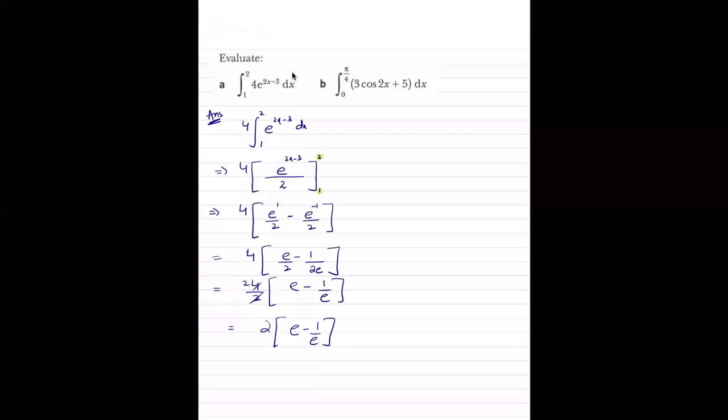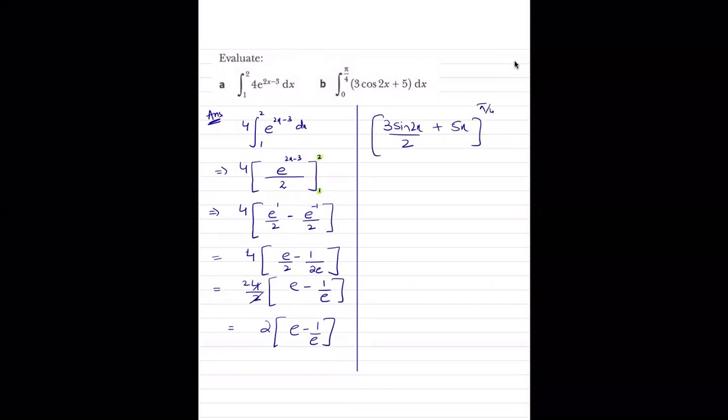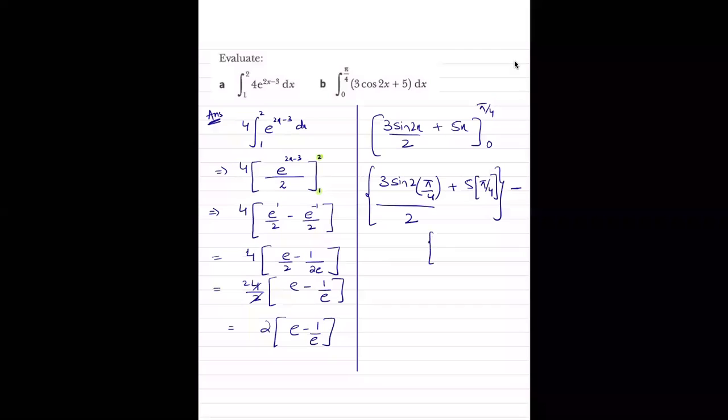Okay, try the next one, please. So integration of 3 cos 2x is simply going to be 3 sine 2x upon 2, and integration of 5 is going to be 5x, from 0 to pi upon 4. We are going to plug in pi upon 4. Okay, this is the answer for the upper limit minus the answer for the lower limit.